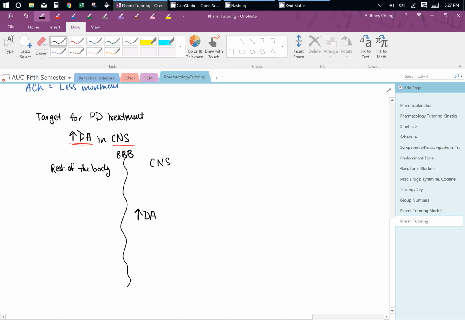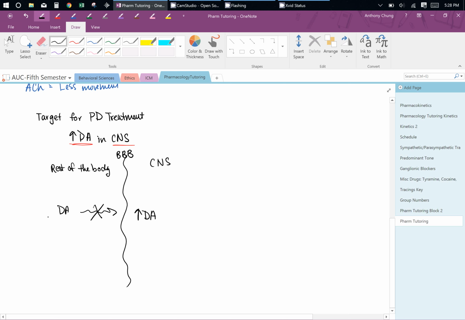So the problem with just giving them straight dopamine is you're obviously going to take it orally or something, but it's going to go into the periphery. It's not going to go straight into your CNS. And the problem with dopamine is that it can't really cross this blood-brain barrier. So this part doesn't work. So obviously, we have to come up with a way that will get something into the CNS.